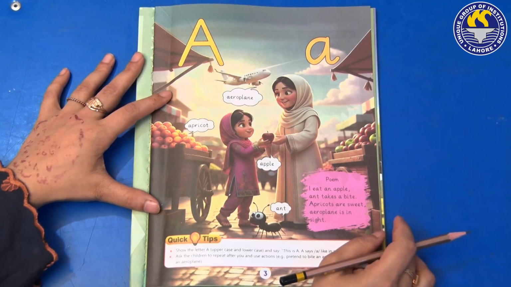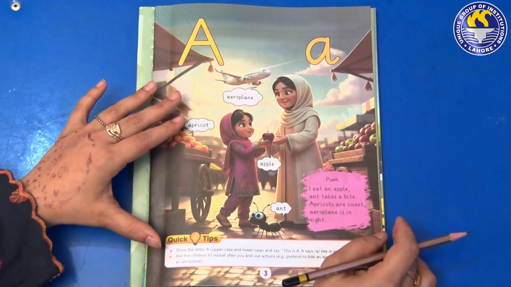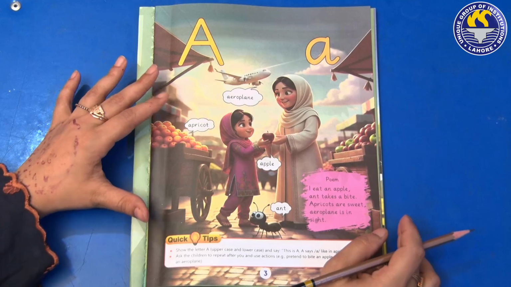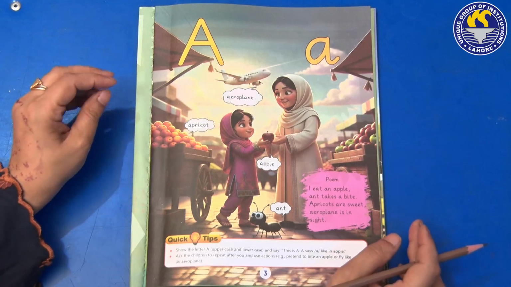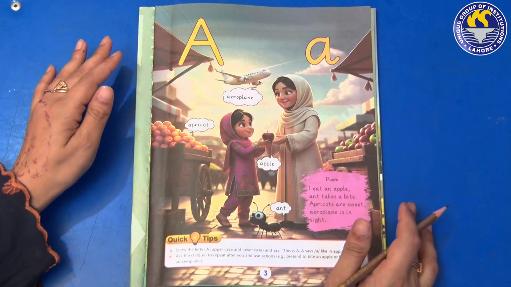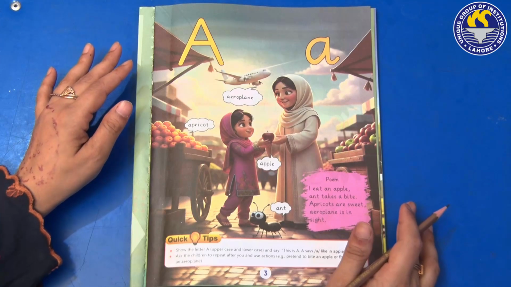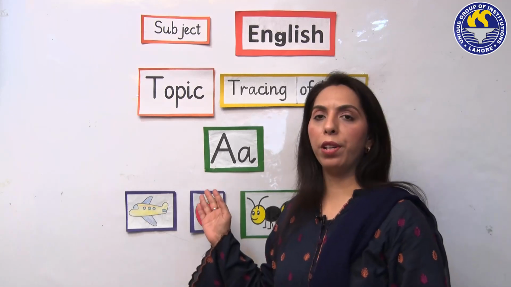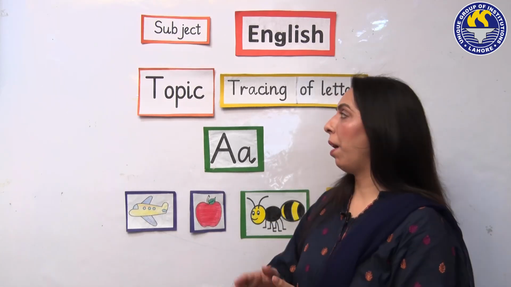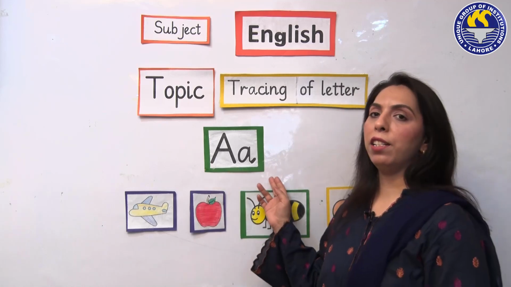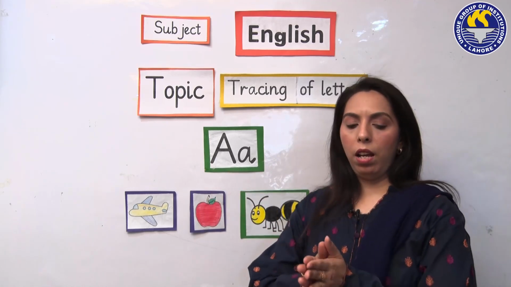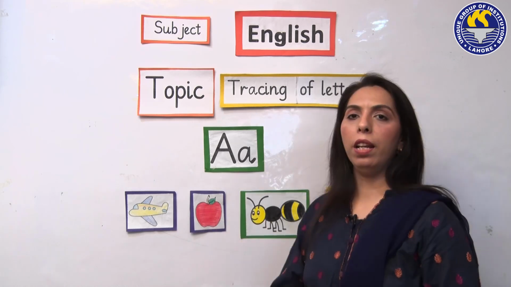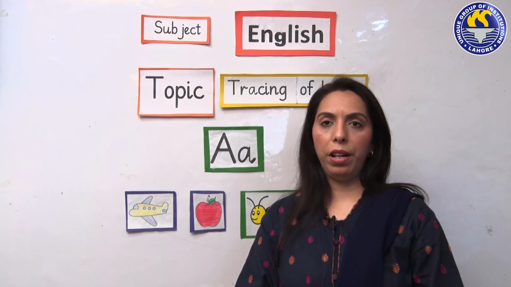Okay, this is how you will read the page and you will read the letter A regarding the picture of letter A. And this is how you will learn the vocabulary of letter A with the sounds. Okay, my dear students. After the reading of letter A, now we are going to do the writing practice of capital and small letter. So let's move towards our writing practice.